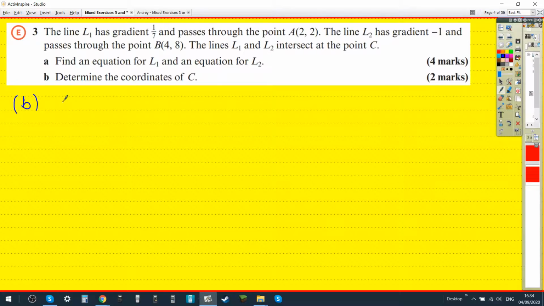Oh, so it says they intersect at the point C. So it says that L1 goes through 2, 2, L2 goes through 4, 8. Will it just be the midpoint of those two? What is the answer for A? That would be, so L1 would be y equals 7th x plus 12 over 7.